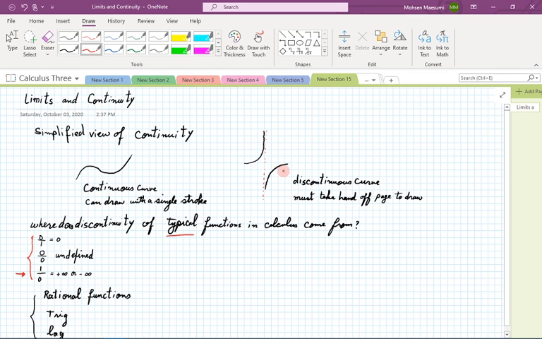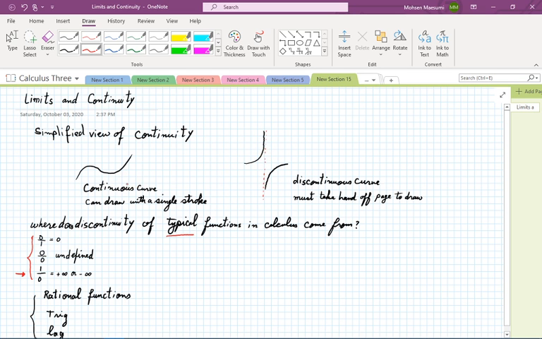So in this case, you see that I have a vertical asymptote. I have to draw the first branch of this thing. It's going all the way to plus infinity. Then I have to take my hand off the page and reappear from the other side and continue drawing the other branch of the curve. So this function is going to be said to have a discontinuity at this point, while this one appears not to have a discontinuity.